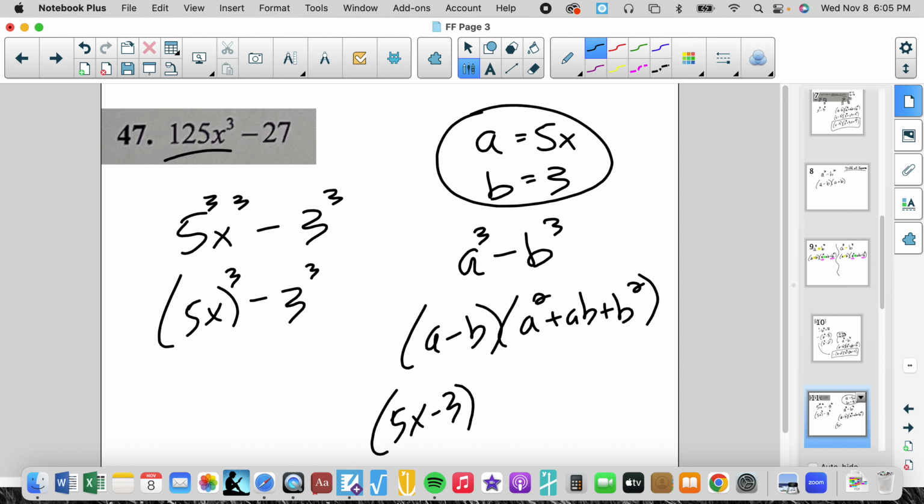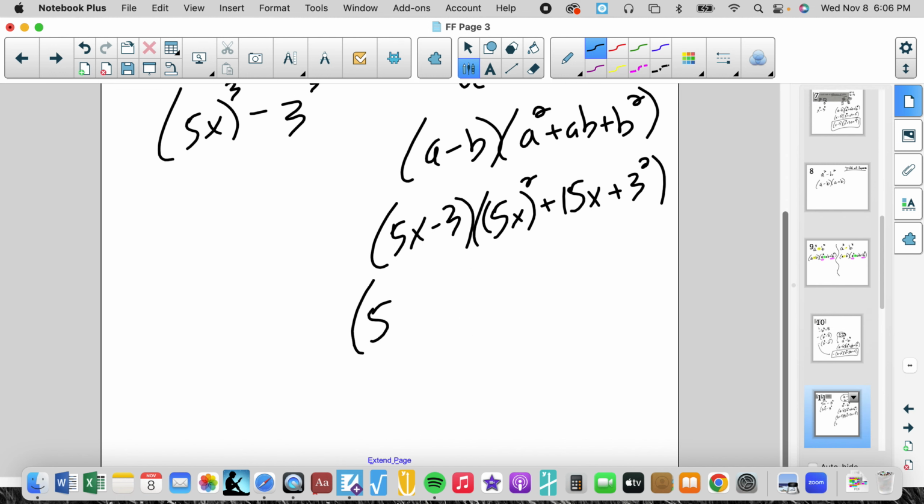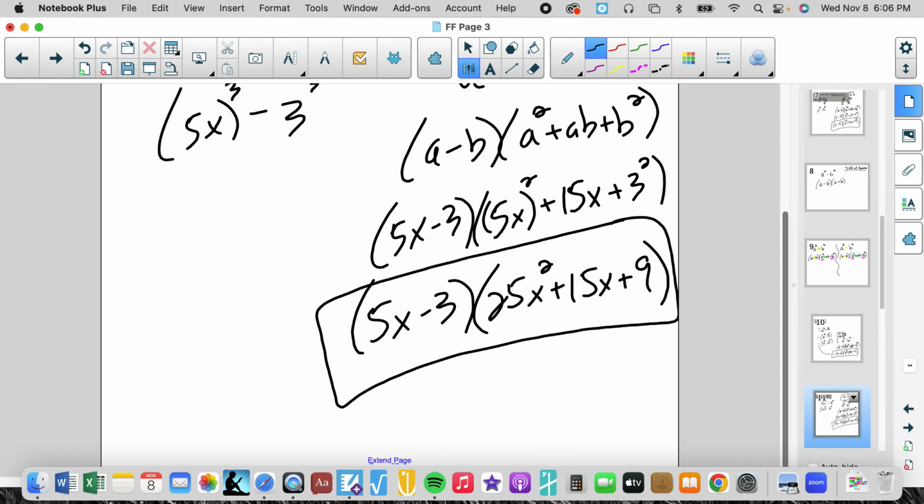5x minus 3, and we get 5x quantity squared plus 5x times 3 is 15x, and then b squared is 3 squared. So we get 5x minus 3 times the quantity 25x squared plus 15x plus 9. And the square root is 5, square root is 3, 15 not doubled.